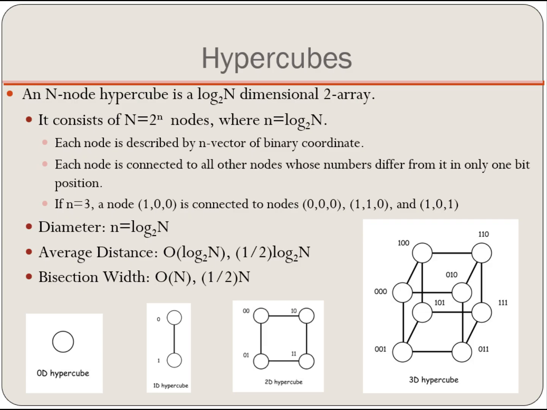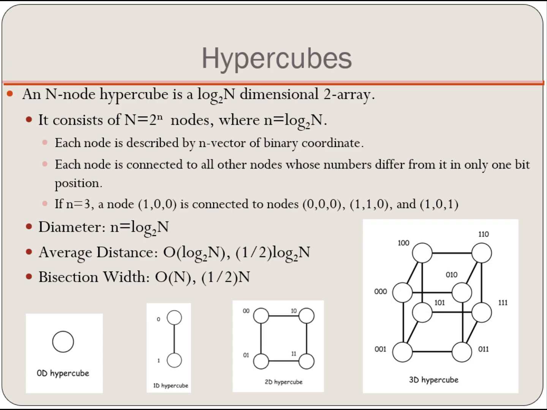For this kind of structure, the diameter is log n, and the average distance is again on the order of log n; actually it's 1/2 of log n. The bisection width is on the order of n, and the constant is 1/2 also.